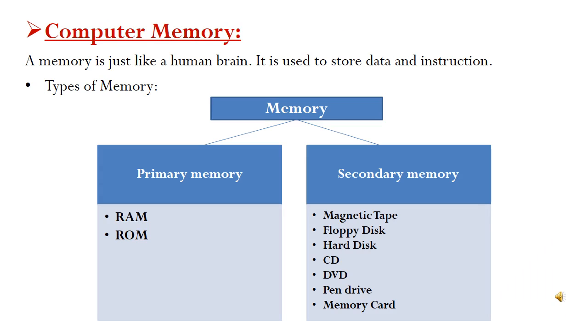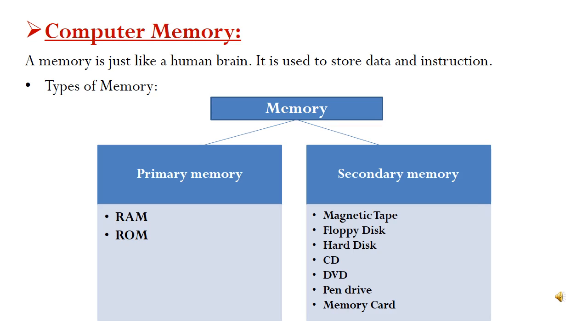Next point, computer memory. A memory is just like a human brain. It is used to store data and instructions. So students, memory is a means for storing data or information in the form of binary words. The main function of memory is to store the data or information. Computer data storage is called storage or memory. It is a technology consisting of computer components and recording media used to retain digital data.